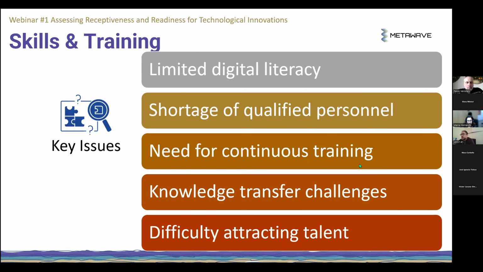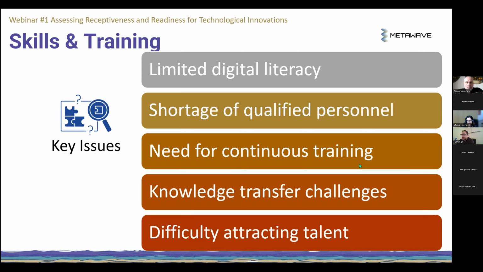Next, this is also associated with what I was describing earlier, which is about the skills and training assets. There is limited digital literacy among a lot of people related to these companies and these domains. There is a shortage of qualified personnel and a need for continuous training that needs to be assessed and acknowledged by the personnel involved in management and in positions of importance within these companies. There is also a difficulty in attracting new talent and new personnel within this specific field. So this has to be acknowledged by the personnel and the management working within these domains.